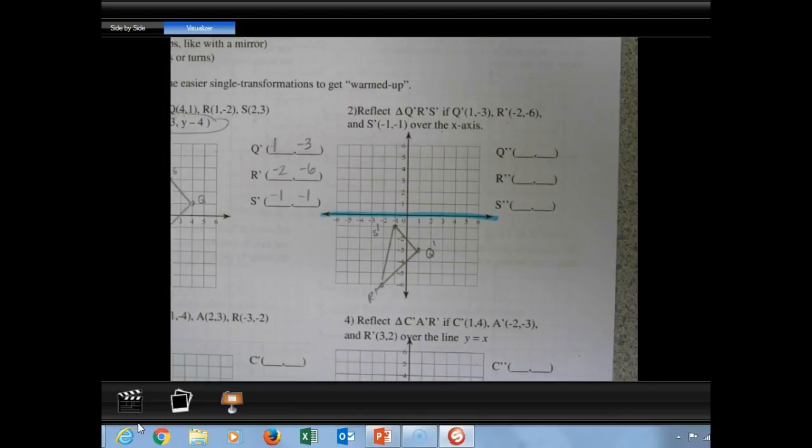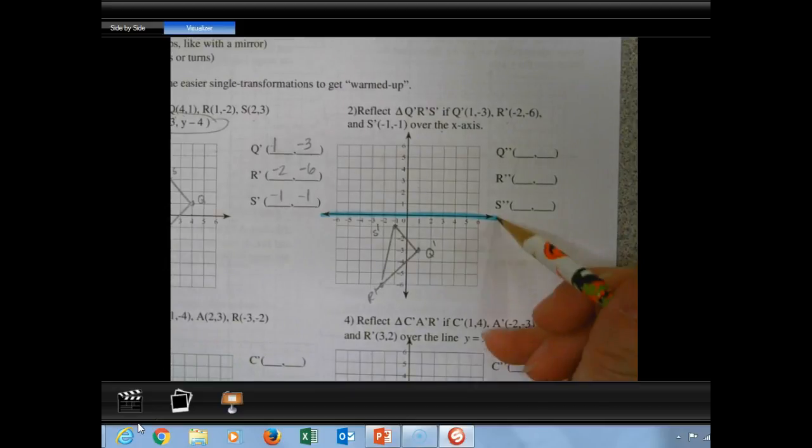What do I do now? Christian? So how do I reflect? What do I need to do? And how do I do that flip? What do I need to do? Noah? Count towards my line of reflection. In this case, it is the x-axis.